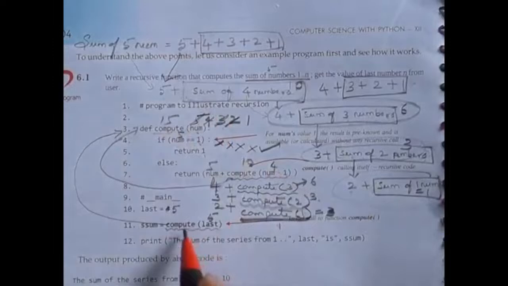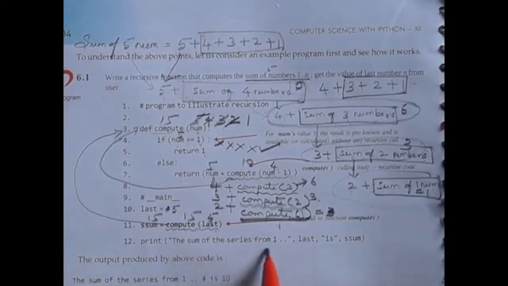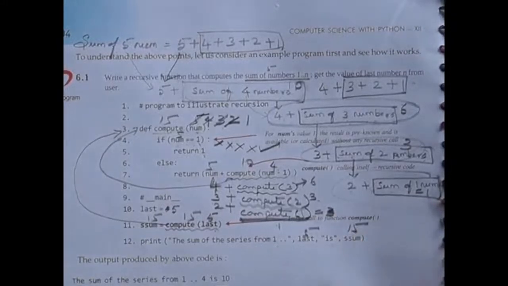So it will come back. This compute function value will also be 15. So this 15 will be saved here, 15. So at last, the sum of the series from 1 to 5 is 15.